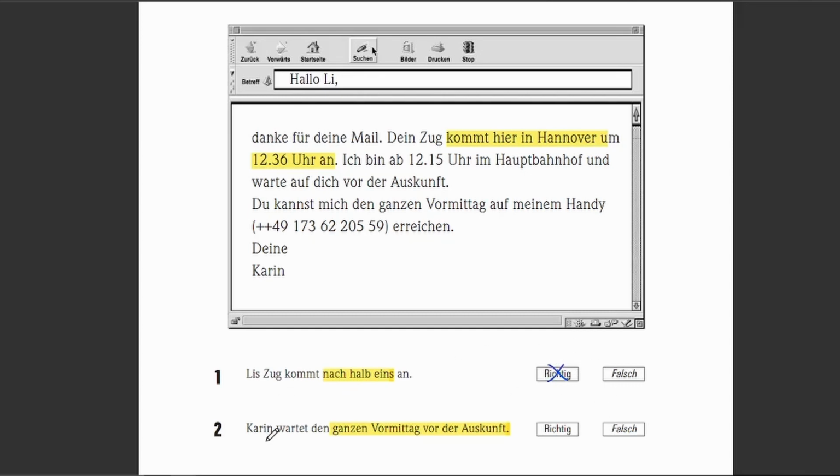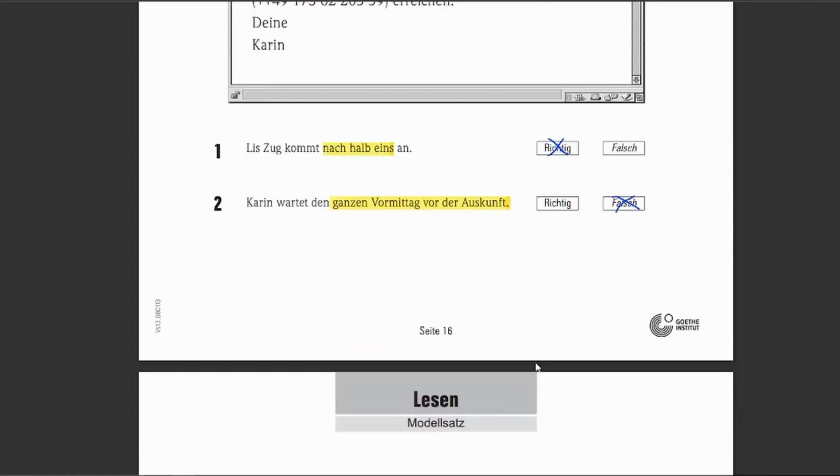It's right. Karin wartet den ganzen Vormittags vor der Auskunft. Is she going to wait the whole first half of the day? No. Ich bin ab 12:15 Uhr. It means 15 minutes past 12 is when she is going to wait, because in another 20 minutes the train will reach Hanover. So this is false. She's not going to wait the whole day. Not going to come very early and wait. Okay. So here answer is false.